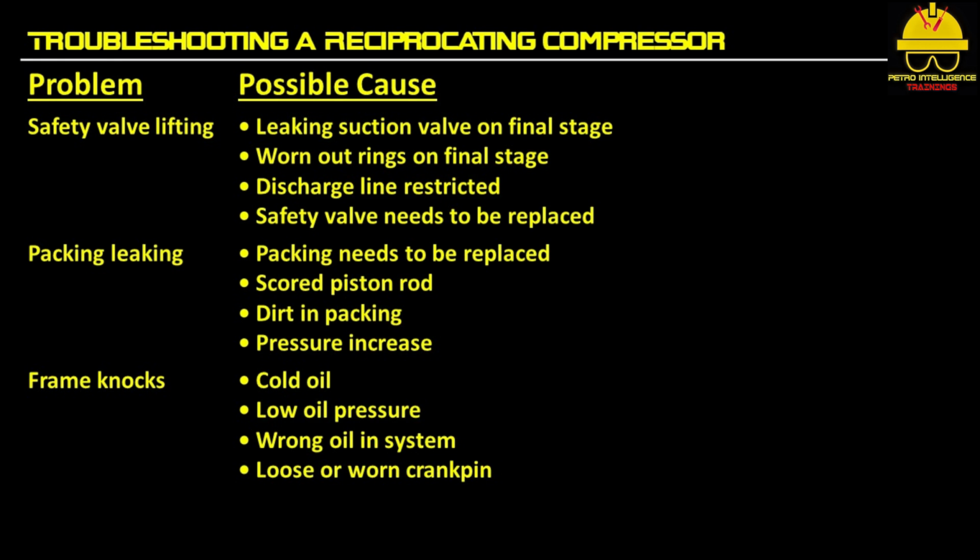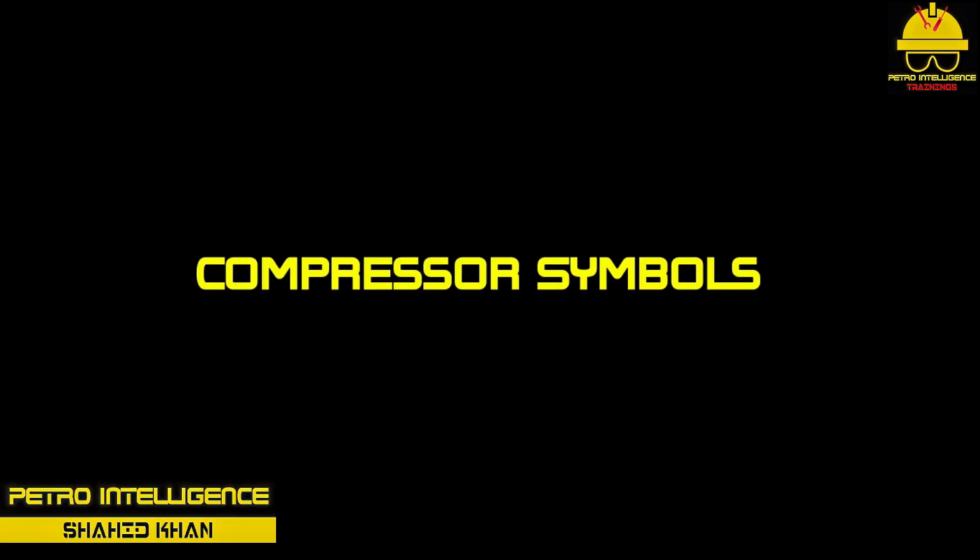If safety valves are lifting, there might be leaking suction valve on final stage, worn out rings on final stage, or discharge line restricted; the safety valve needs to be replaced. If there is a packing leaking, then packing needs to be replaced, or there is a scored piston rod, or there might be dirt in packing, or because of pressure increase. If frame knocks, there might be cold oil, low oil pressure, wrong oil in system, or loose or worn crank pin.